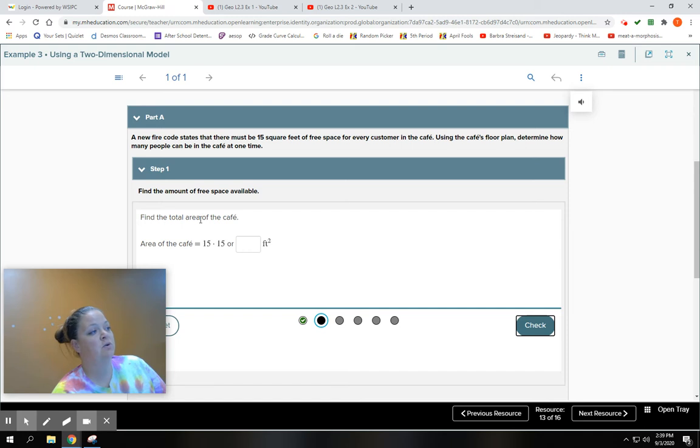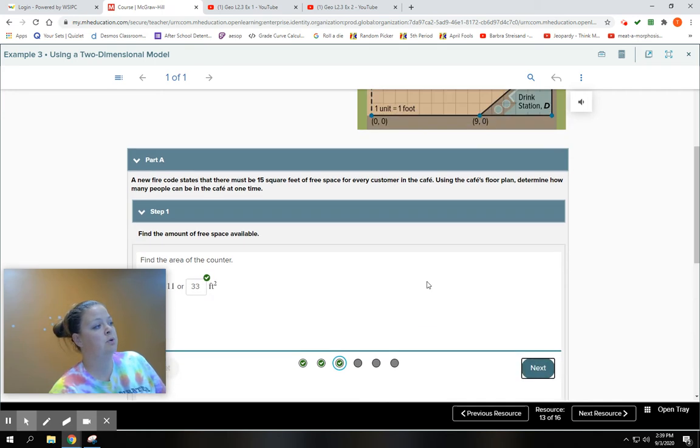Next, we need to find the total area of the cafe. The area of the cafe is 15 times 15, which is 225 square feet, or feet squared. Then we find the area of the counter, which is 3 times 11, or 33 feet squared.